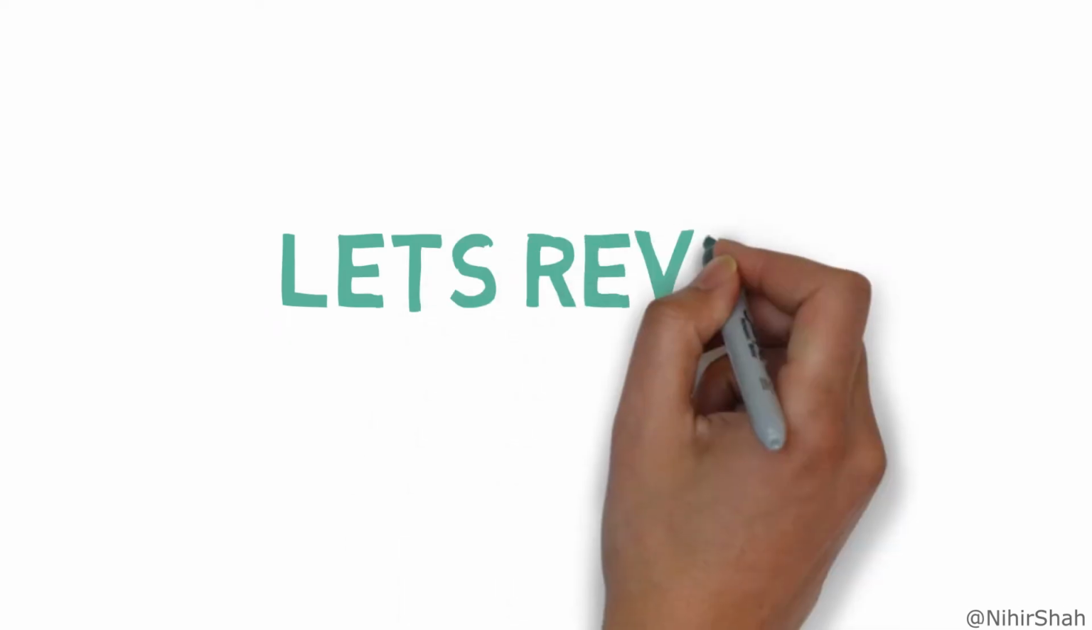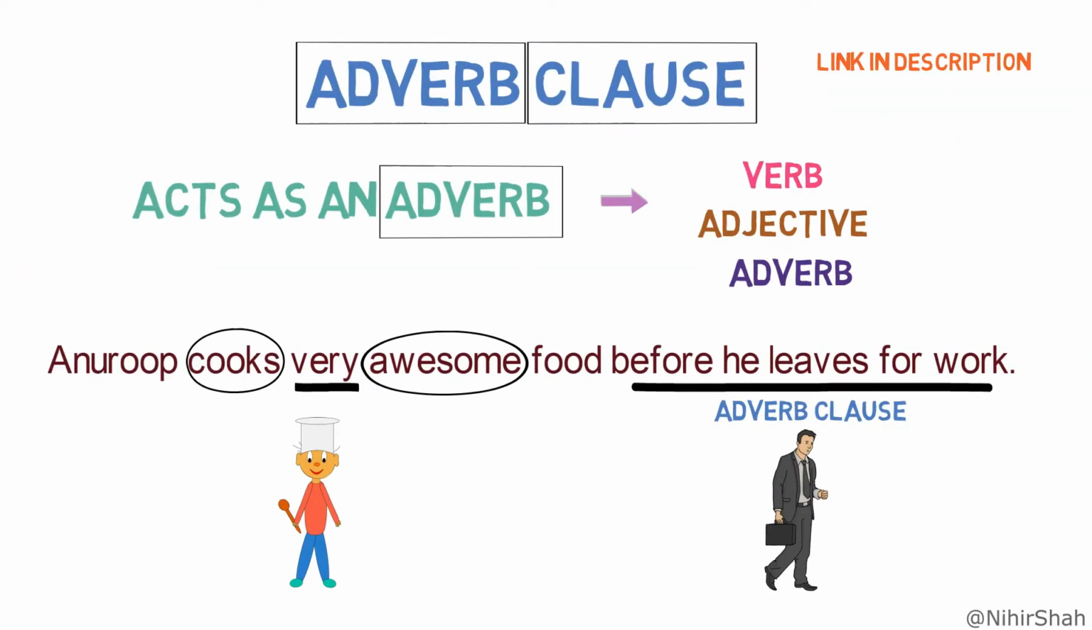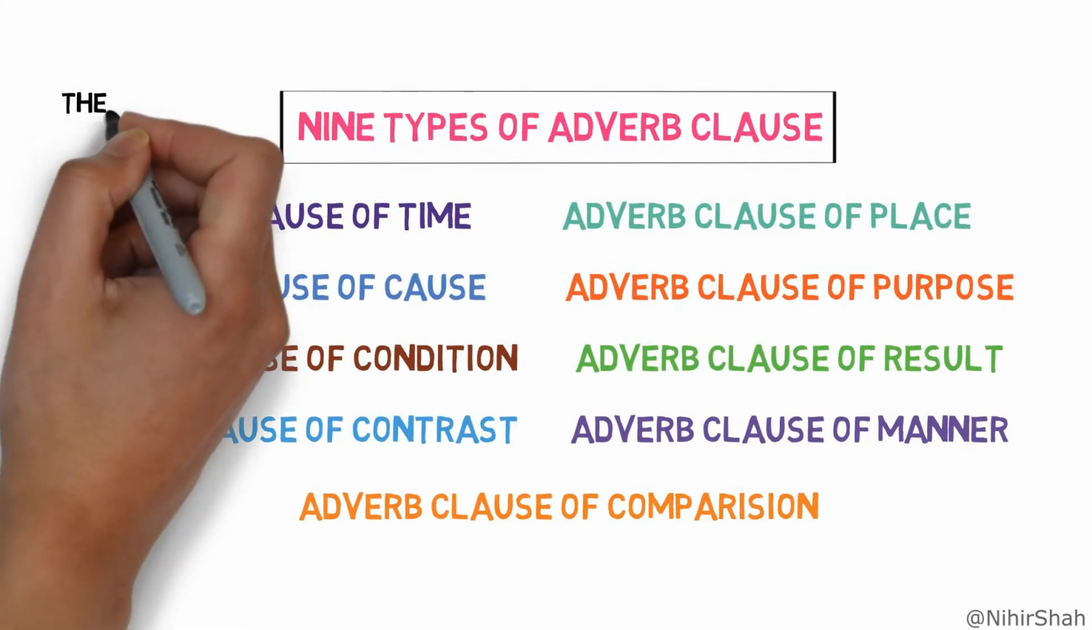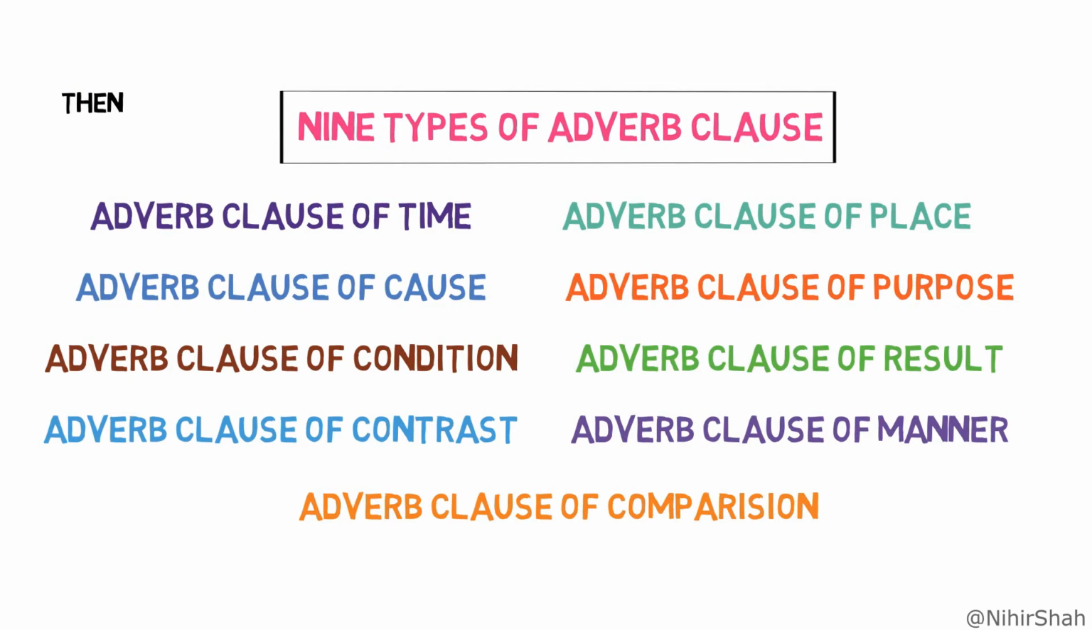Let's quickly revise what we learned in this lesson. First, we learned what is an adverb clause. An adverb clause is made of 2 words, adverb plus clause, and acts as an adverb in the sentence. Then, we looked into 9 different types of adverb clause along with the examples and common subordinating conjunctions they start with.